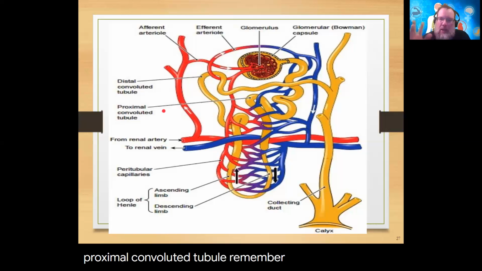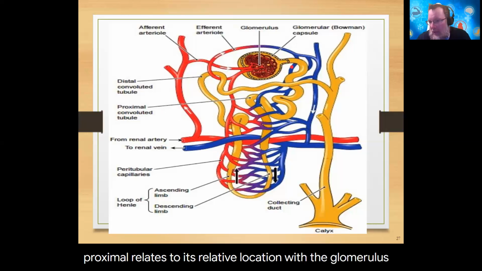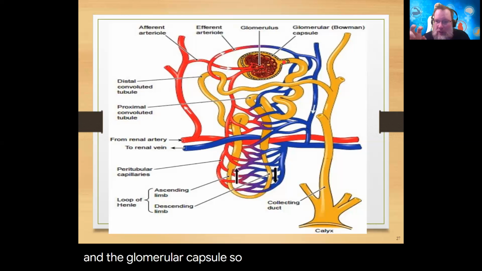Remember, proximal means in proximity of or close to. For this particular structure, proximal convoluted tubule, the proximal relates to its relative location with the glomerulus and the glomerular capsule. So the closest tube to the capsule is called the proximal tubule. The first section of the tubular network is called the proximal convoluted tubule.